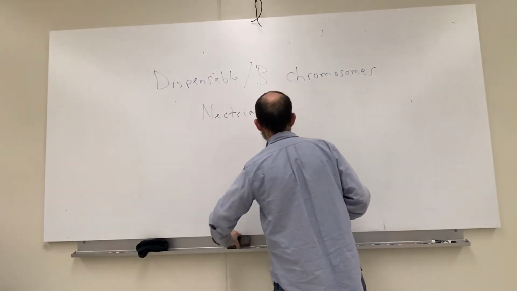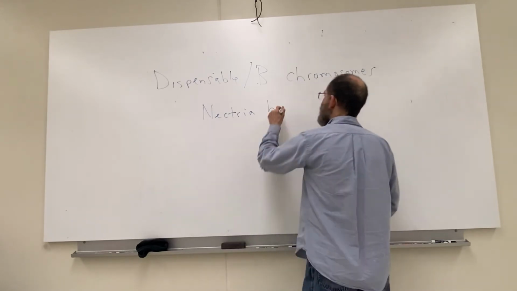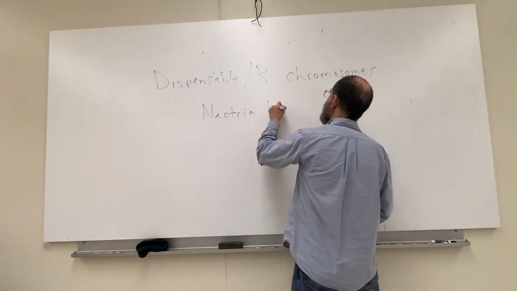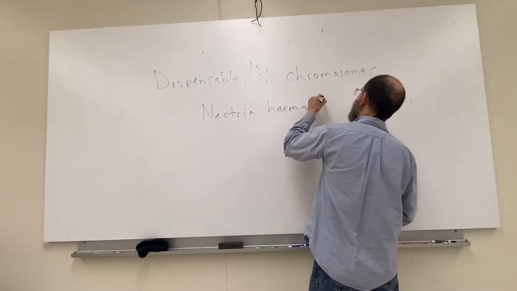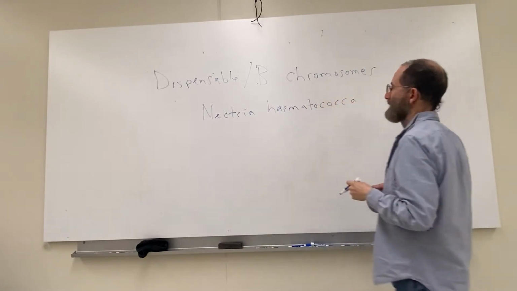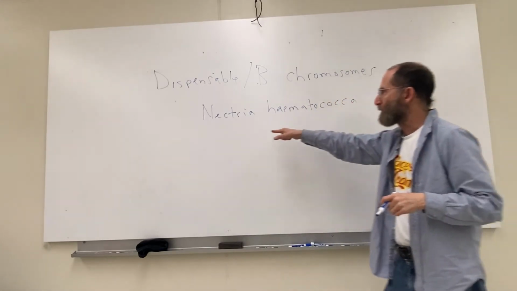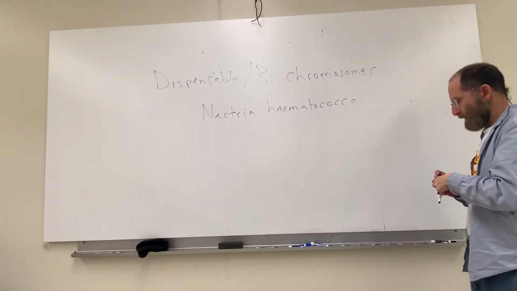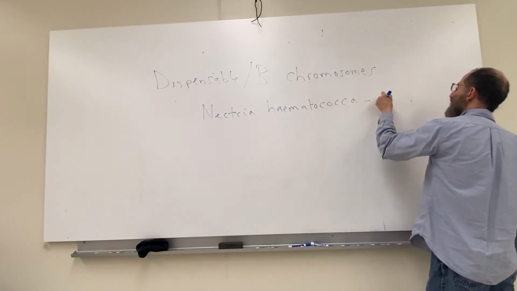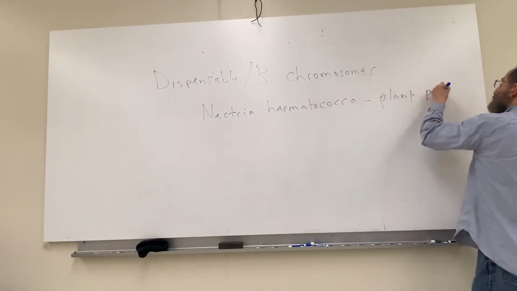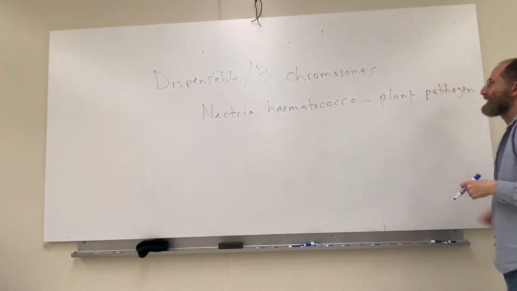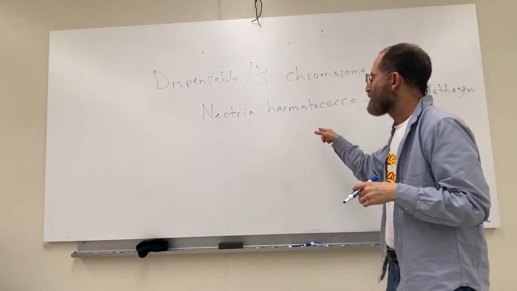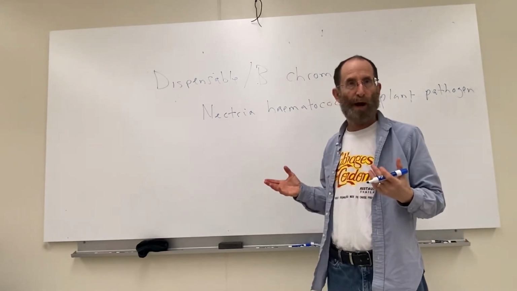And I'll have to apologize for the spelling because I'm not sure I'm going to get it right. I keep wanting to write the wrong letter. Hematococca, I believe that's how it's spelled. But if you were to Google Nectria, you'd find out the correct way to spell this. So Nectria hematococca is a plant pathogen, and it can infect a variety of plants. And the reason that we humans care is because it tends to infect agricultural crops.